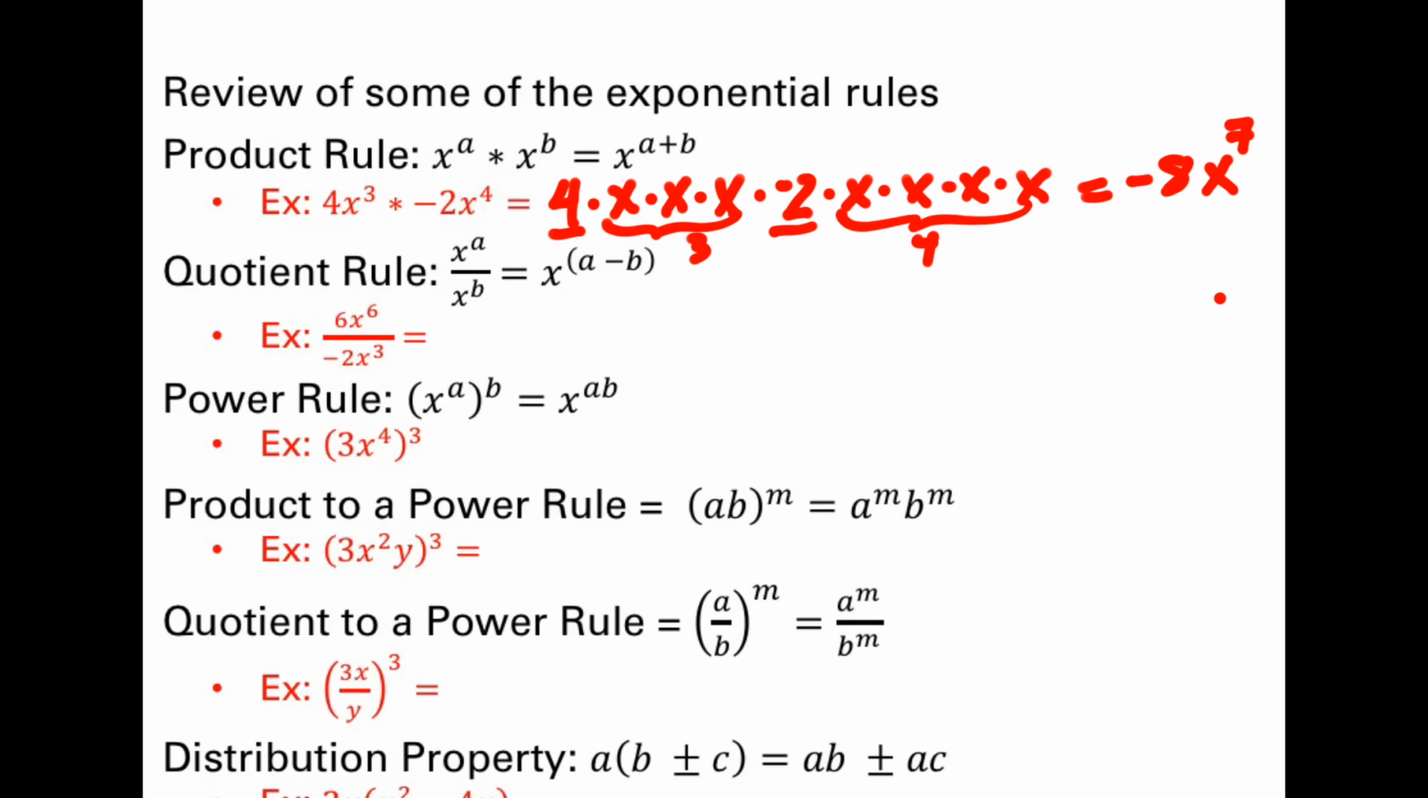So for this example here, I have 6x to the 6th over negative 2x to the 3rd. So when we look at the numbers, 6 and negative 2, this is really just division, right? And before, if I had 6 divided by negative 2, you guys would just do that division. And you want to do the same thing here. 6 divided by negative 2 is negative 3. And then we look at our x's, and that's going to be x to the 6 minus 3. So that's negative 3x to the 3rd. 6 minus 3 is 3.